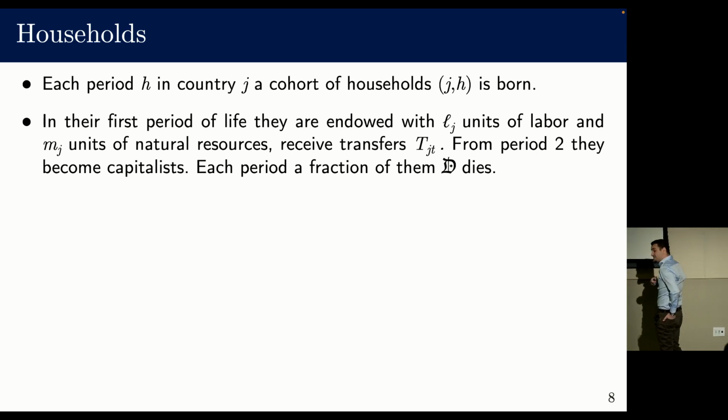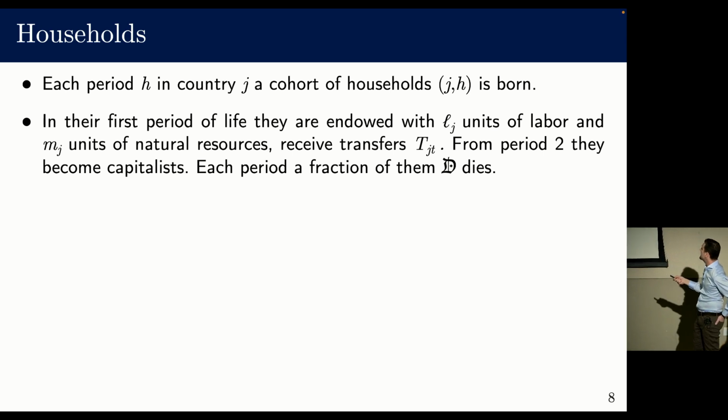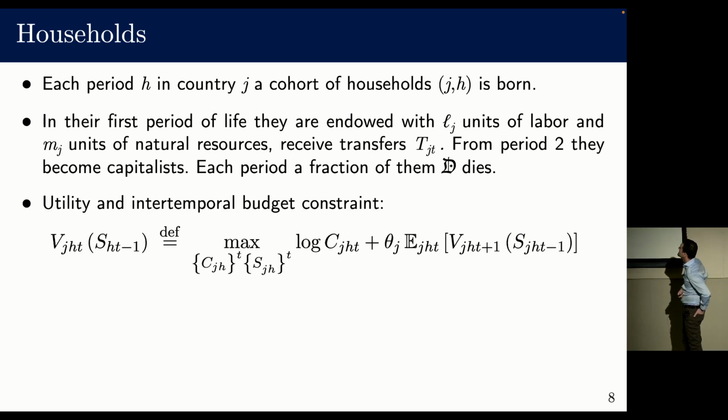Now, in the second period, they transition from being workers to becoming capitalists, so they keep on living period after period off of the income that they saved from the previous year, in which they save in the form of capital, and each period a fraction of them dies at a regular rate. Okay, so this is going to be their intertemporal utility function. So I want to focus first on this term, C_JHT. This is going to be the consumption of cohort H in origin country J at time t, okay? And so this utility is recursive, and it's log in consumption.